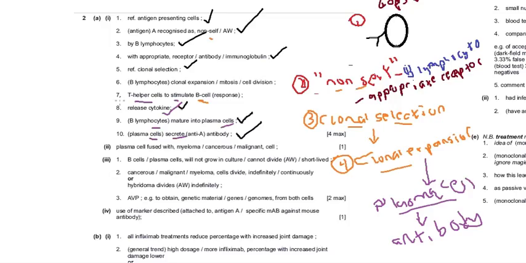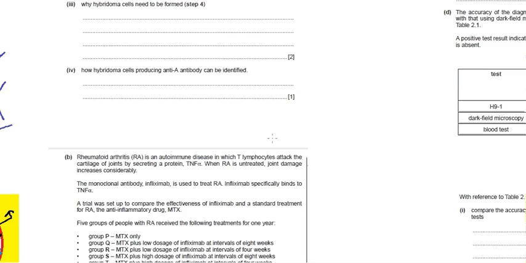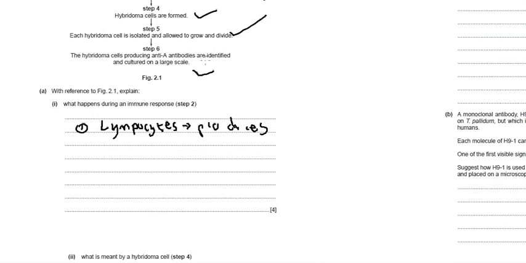T helper cells stimulate B cells to release cytokines. These cytokines are the ones that influence this whole process. I hope you got this concept. This is just a revision, an AS part. For the immune response, you can refer to the books for more proper steps.